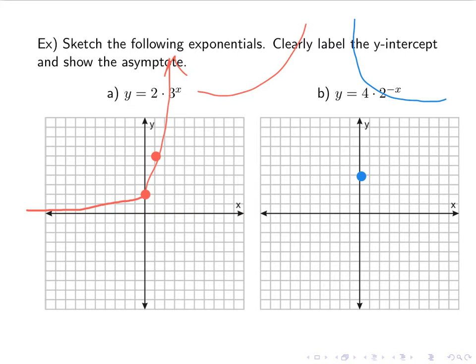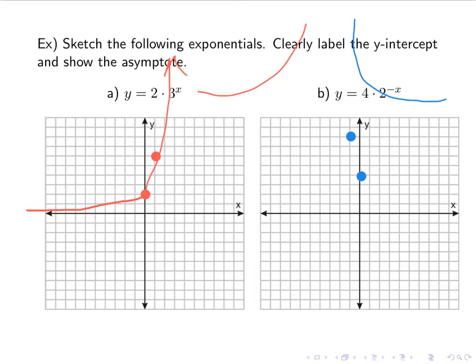So 4 times 2 to the negative negative 1 is 4 times 2 to the 1, which is 4 times 2, which is 8. So at negative 1, I'm going to be at 8, which is right there. I could also choose a value that's positive.